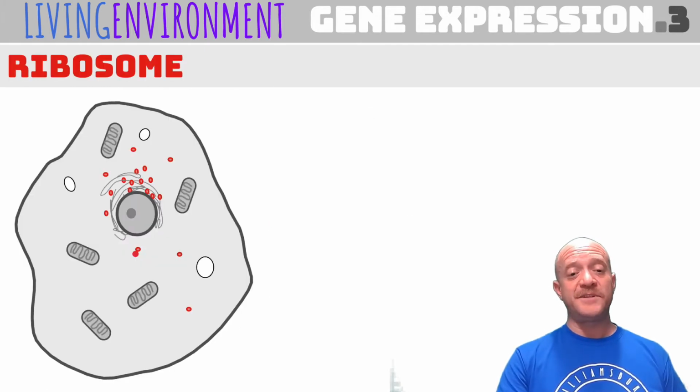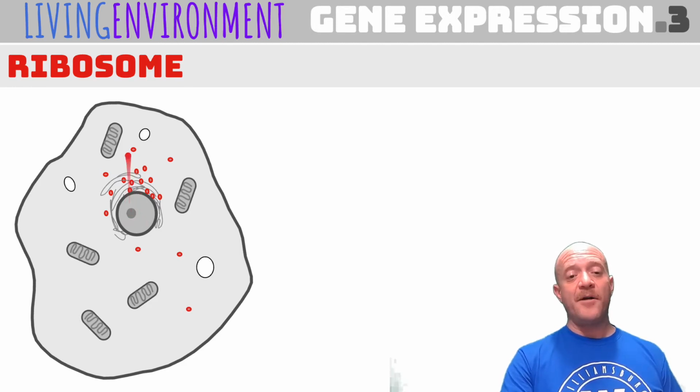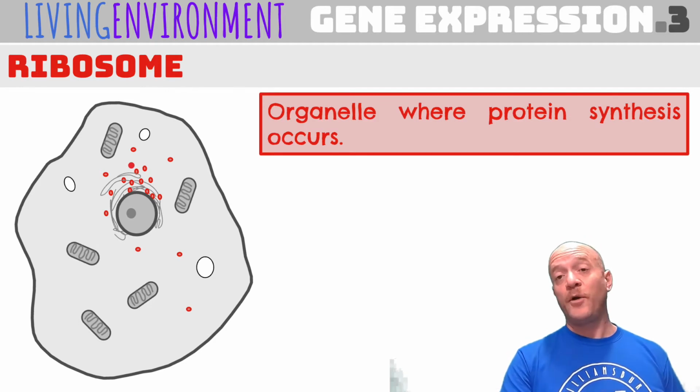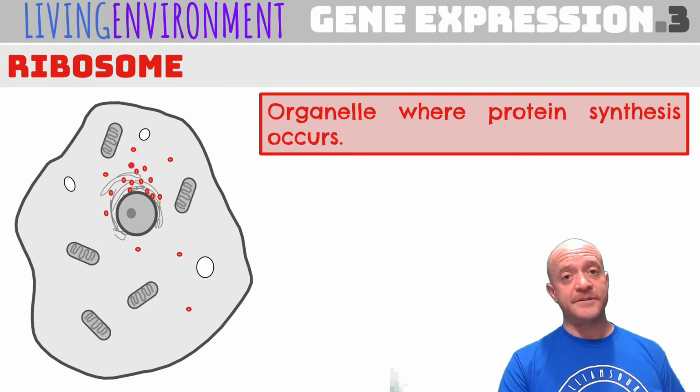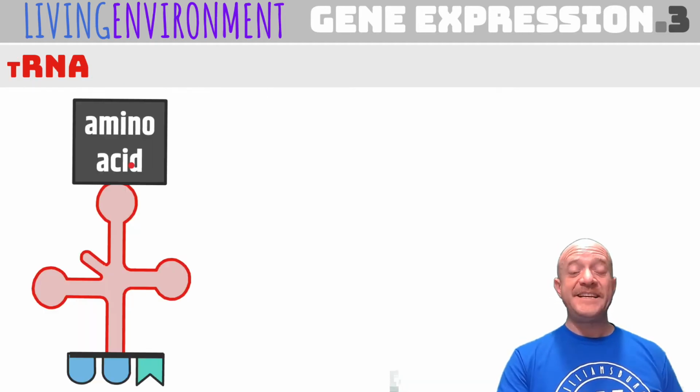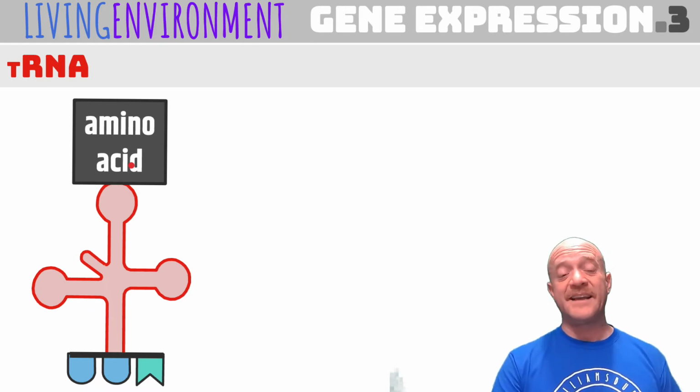Now, the ribosomes are outside of the nucleus. Remember, DNA hangs out in the nucleus. The mRNA goes between the nucleus and the ribosomes. And the ribosome is the organelle where protein synthesis occurs. And we have tRNA, and tRNA kind of hangs out around the ribosomes and in the cytoplasm.